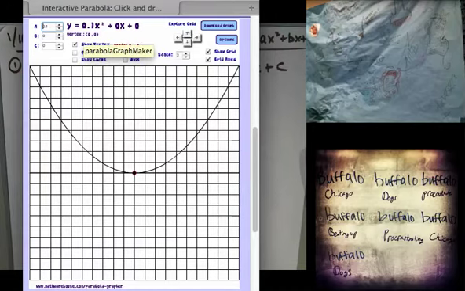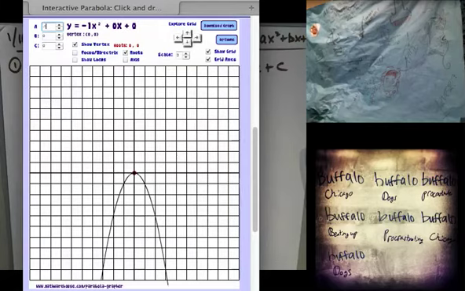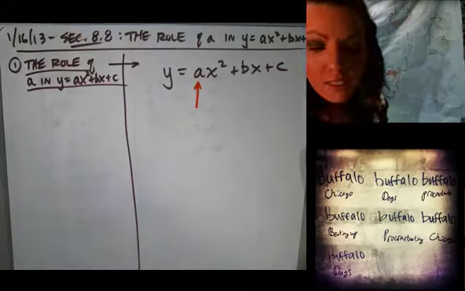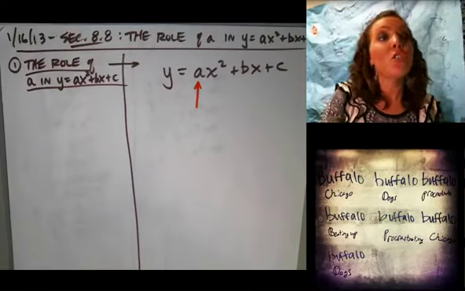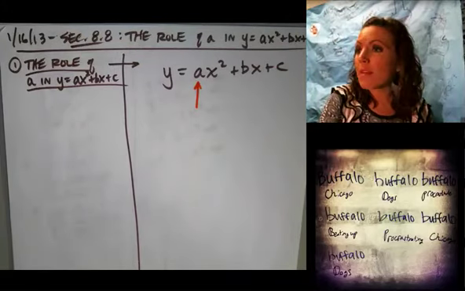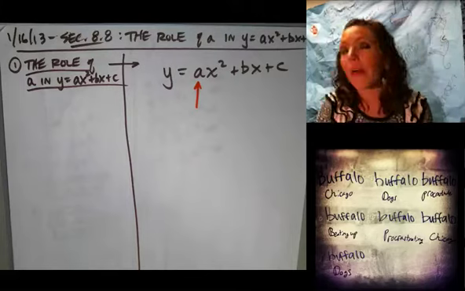Okay, so let's make it -1 instead. It flips downward if it's negative. And if we make it an even bigger negative, it becomes more narrow. All right, so here, what we're going to do is use this to write a little description of the role of A. Can somebody tell me one thing they noticed in that little lovely demonstration?